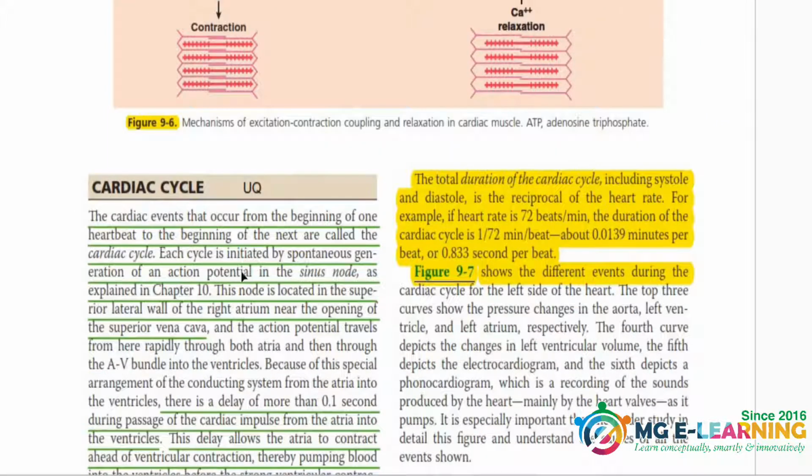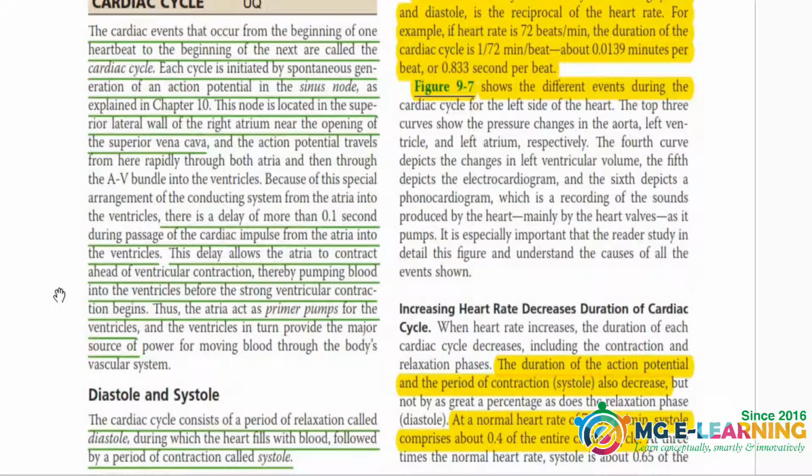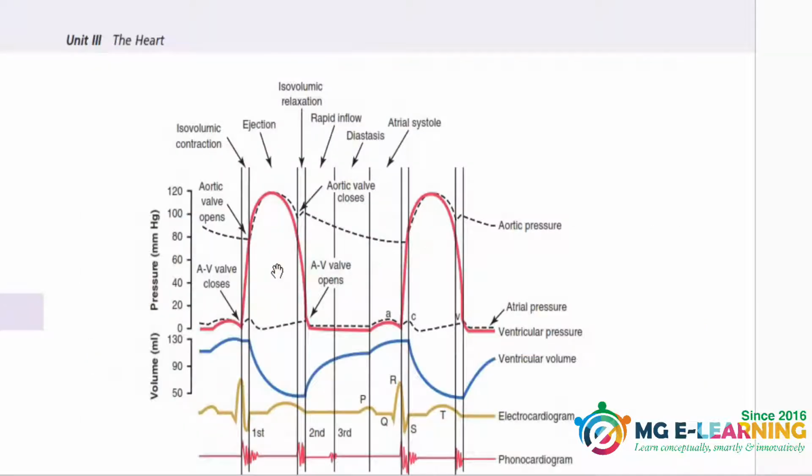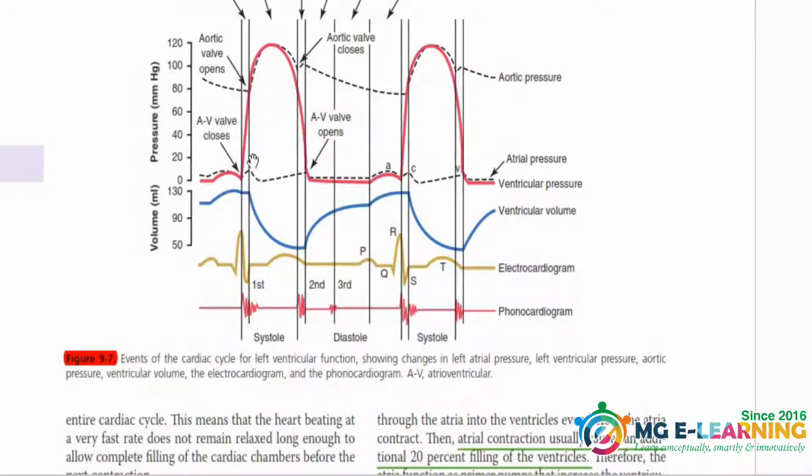The most important LAQ of the cardiac system is the cardiac cycle. It is very important. You have to know about diastole, systole, and the definition of cardiac cycle. This diagram is very important. You have to know how to draw and label it.